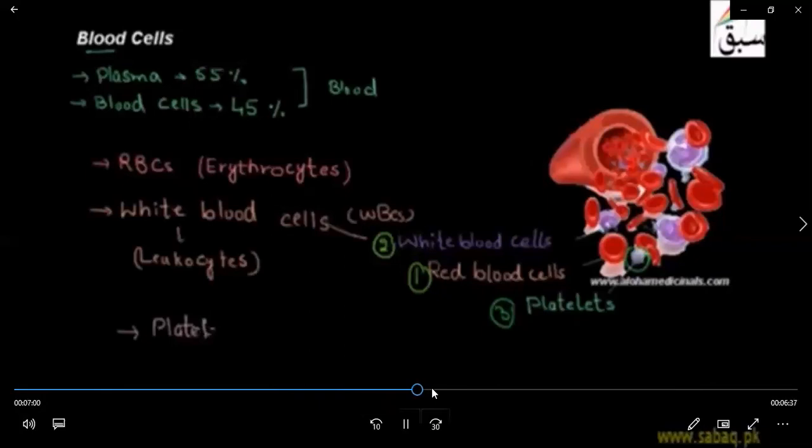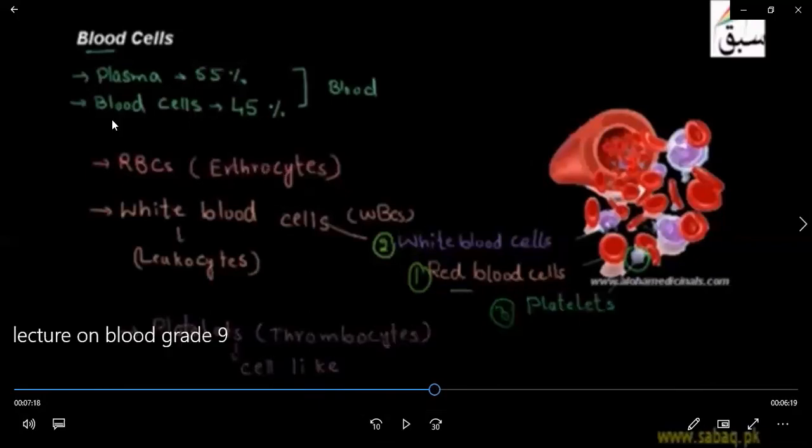Platelets are not proper cells, they are cell-like bodies. All these three kinds of cells that are present in the blood other than plasma are produced from the bone marrow. Let's see their composition.